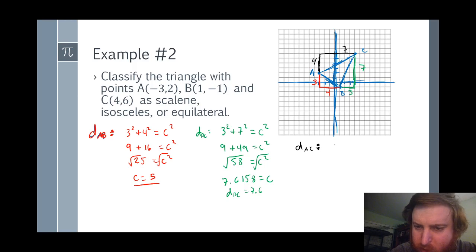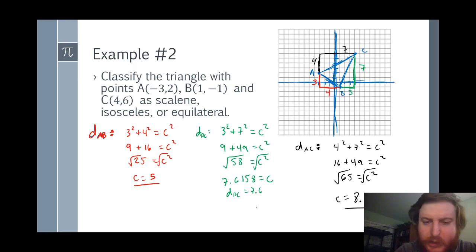All right, and so the distance between A and C, we're going to just do that formula again, a squared plus b squared equals c squared. And so we'll get 16 plus 49 equals c squared. And so that's 65 equals c squared. I think we already did this one, right? We got that 8.062 number. And so now we can see that they're all three different, and we want to explain this.